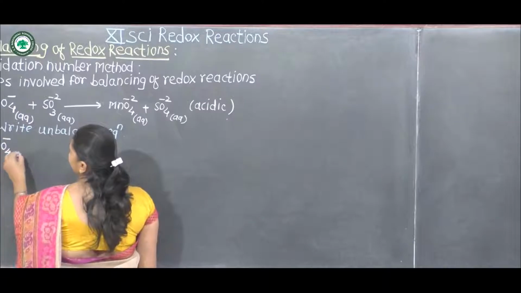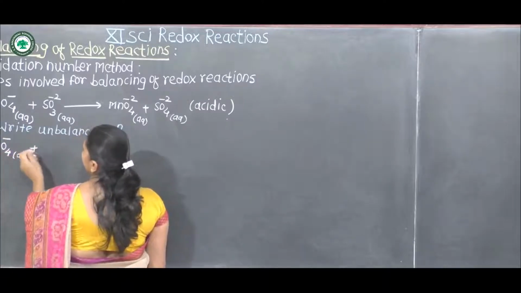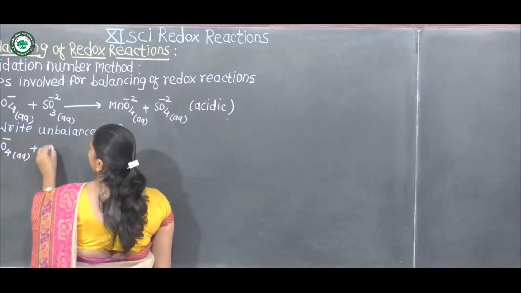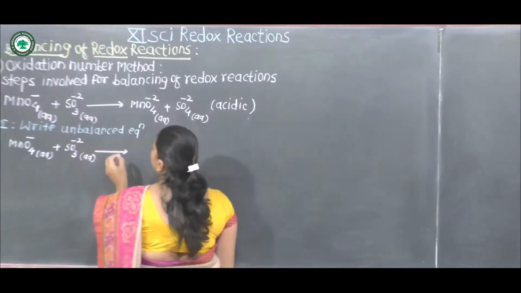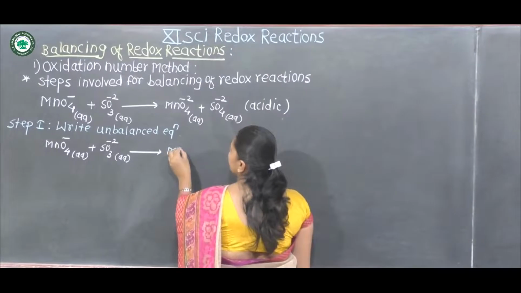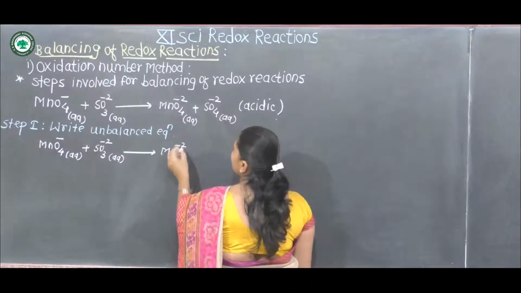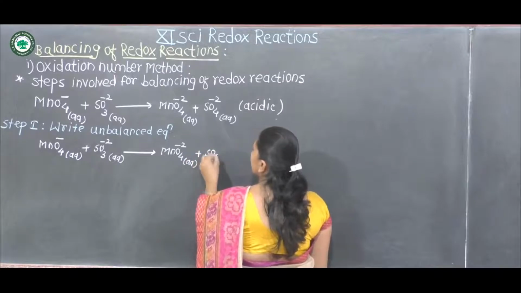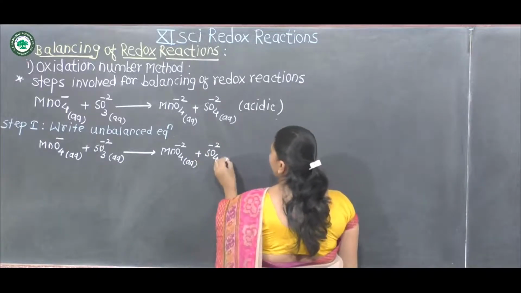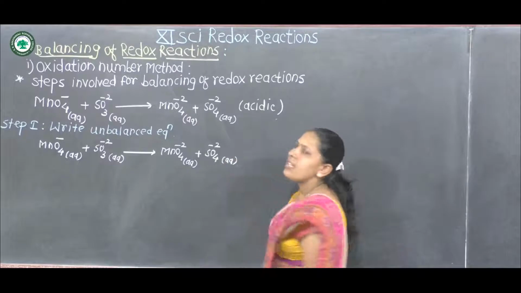MnO4- plus SO3 2- gives MnO4 2- plus SO4 2- in aqueous state. Then step second.